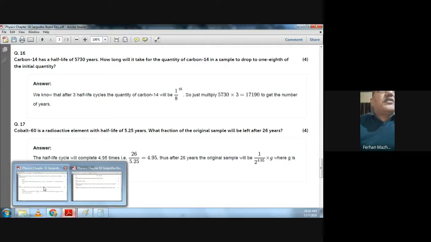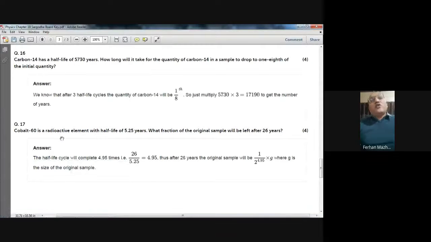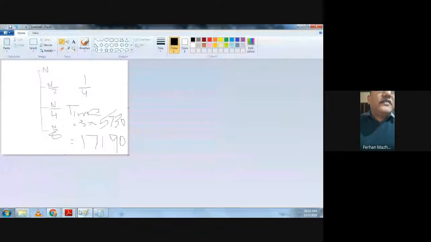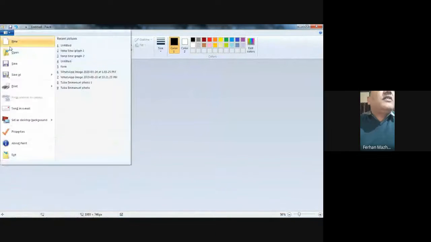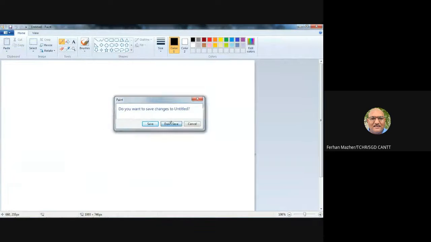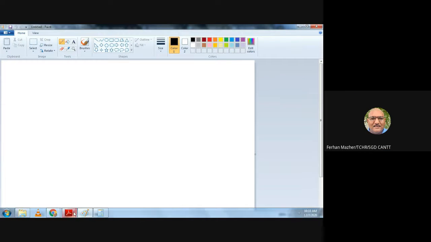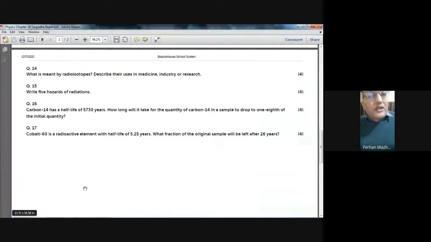So the next question. Cobalt 60 is a radioactive element with a half-life of 5.25 years. What fraction of the original sample will be left after 26 years? Okay, so let's open a new one. How many half-lives have passed? He says the half-life of cobalt is 5.25 years and after 26 years.